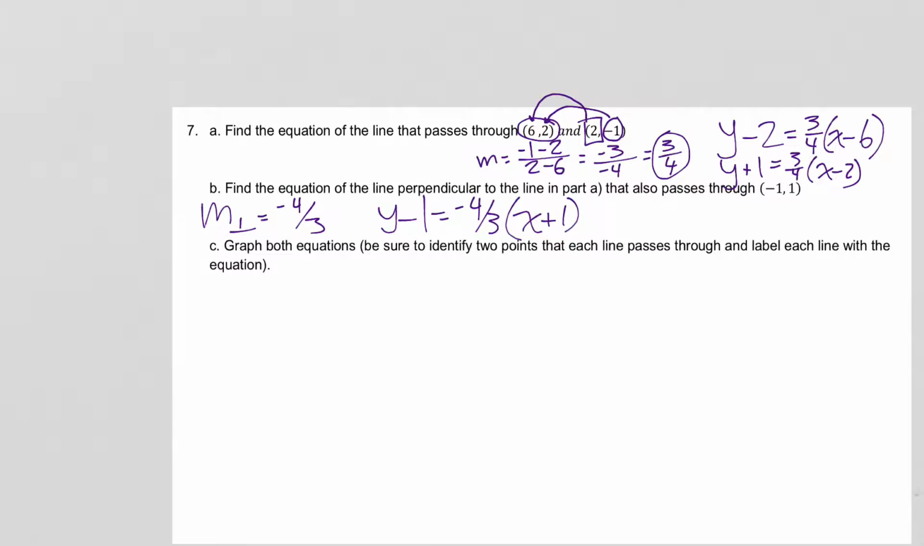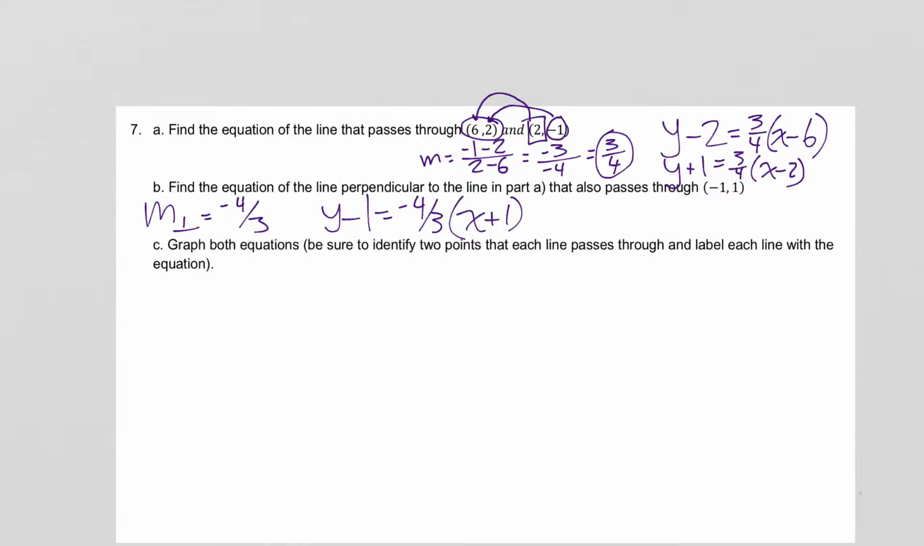And again, you're done. If you're putting it into slope-intercept form, you're making more work for yourself. Should you be able to do it fairly easily? Yes, absolutely. But is it unnecessary based on what I've asked you to do? Yes, absolutely. All right. Well, let's graph them.